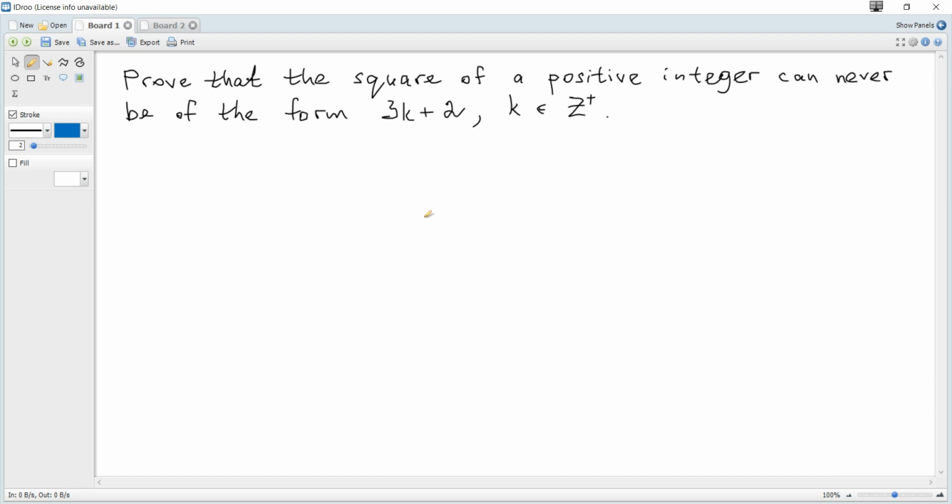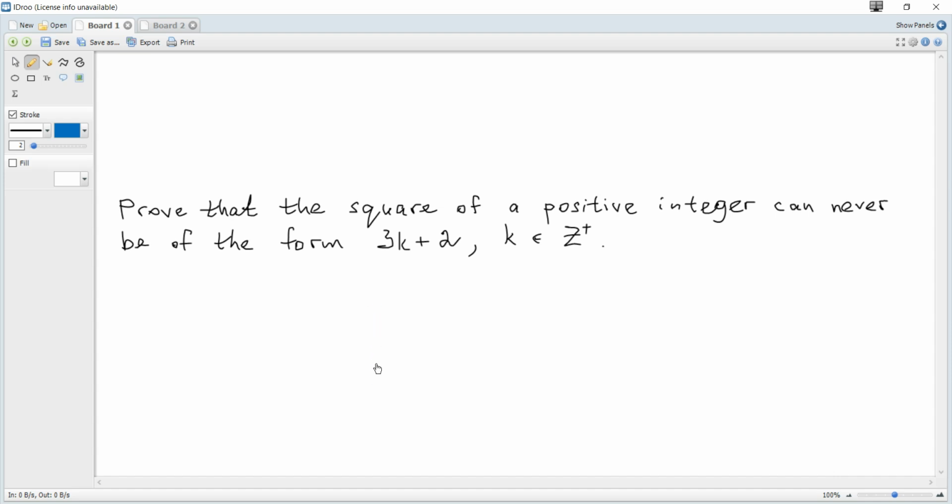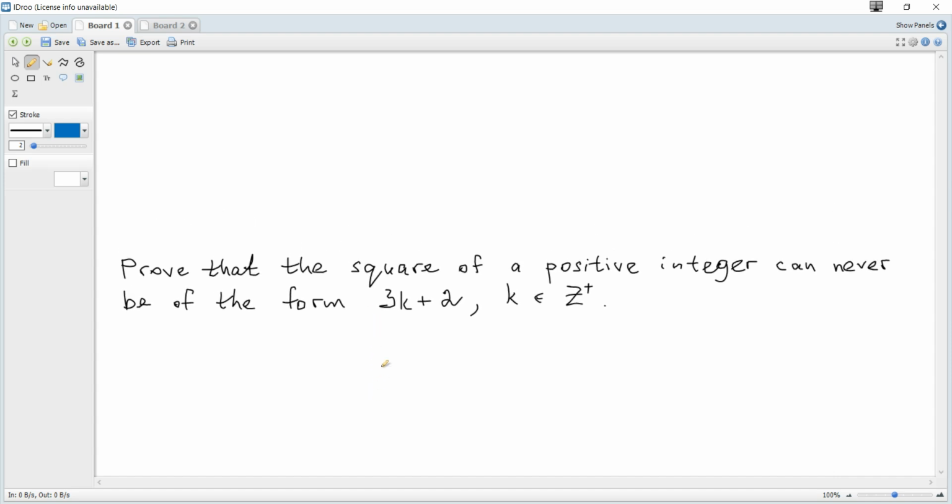Prove that the square of a positive integer can never be of the form 3k plus 2, where k is a positive integer. How can all possible integers be represented mathematically? We can consider all possible integers as two groups, odd and even integers, so that any integer can take one of the following two forms, 2n and 2n plus 1 or minus 1, where n is an integer. And in general, if you show that it's true for these two groups, hence it's true for any integer.